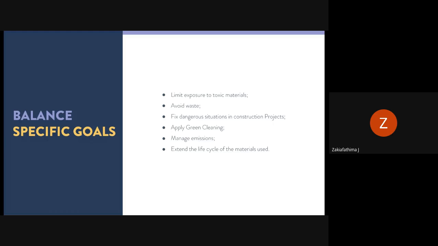And then extend the life cycle of the material used. This is what we were talking about before, how you keep extending the life cycle of your material through reuse and recycling.